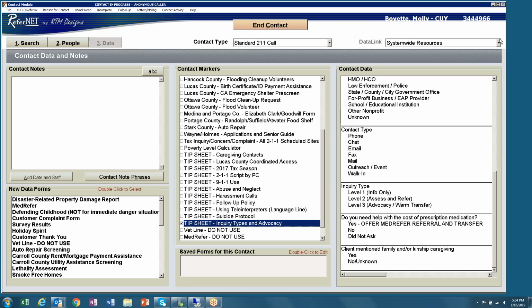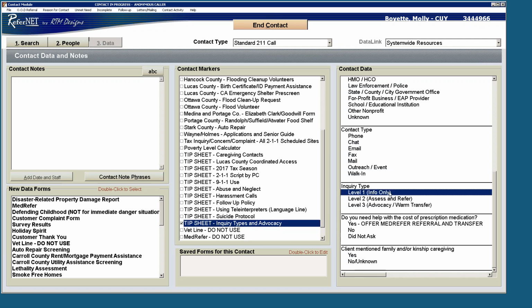Inquiry type is a field that we have to fill out in the contact data form in Refer. The choices are level 1, which is an information-only call. Level 2, which means you're doing some assessment and making referrals. And then a level 3 would be when you're providing some sort of advocacy or doing a warm transfer.